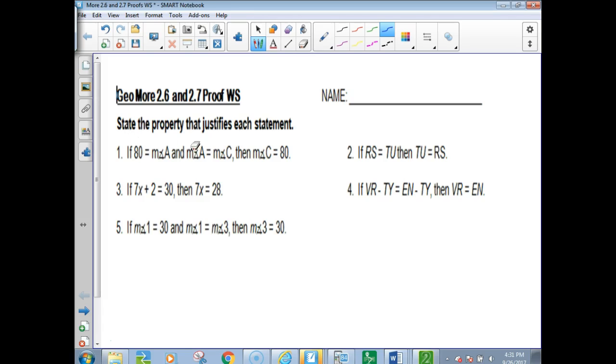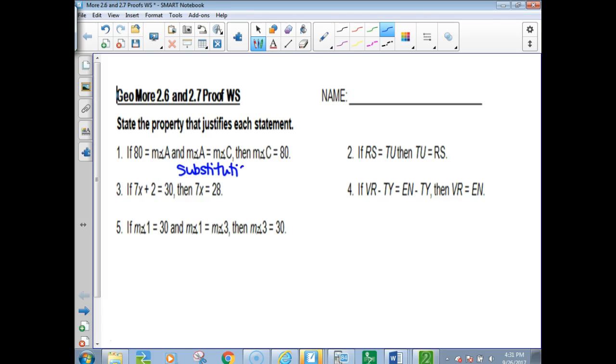So this first example, we're trying to state which property justifies each statement. It says that 80 degrees is the measure of angle A, and that the measure of angle A equals the measure of angle C. Then you can say that angle C is equal to 80 degrees. Well, that property is substitution, or it's actually the transitive property.